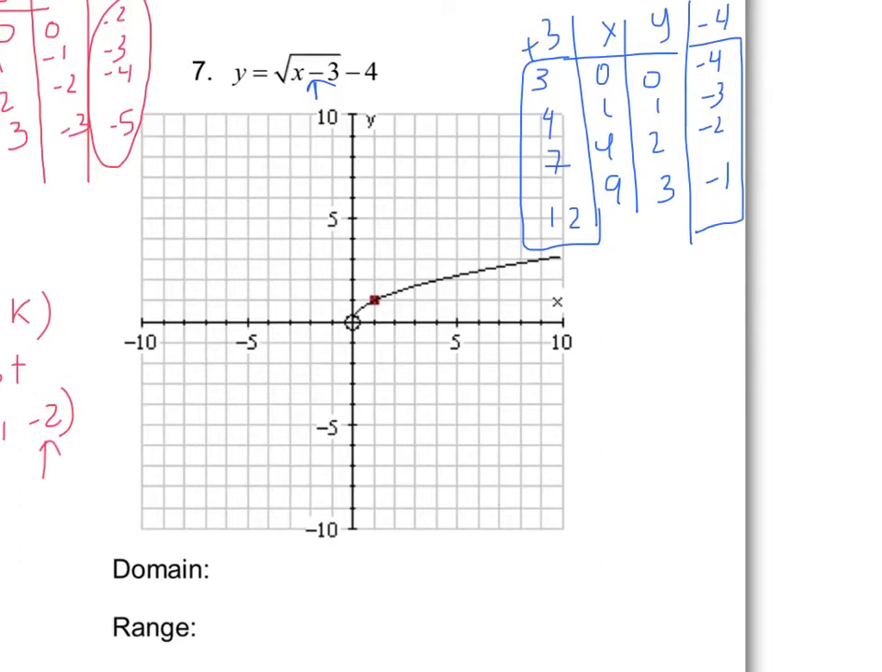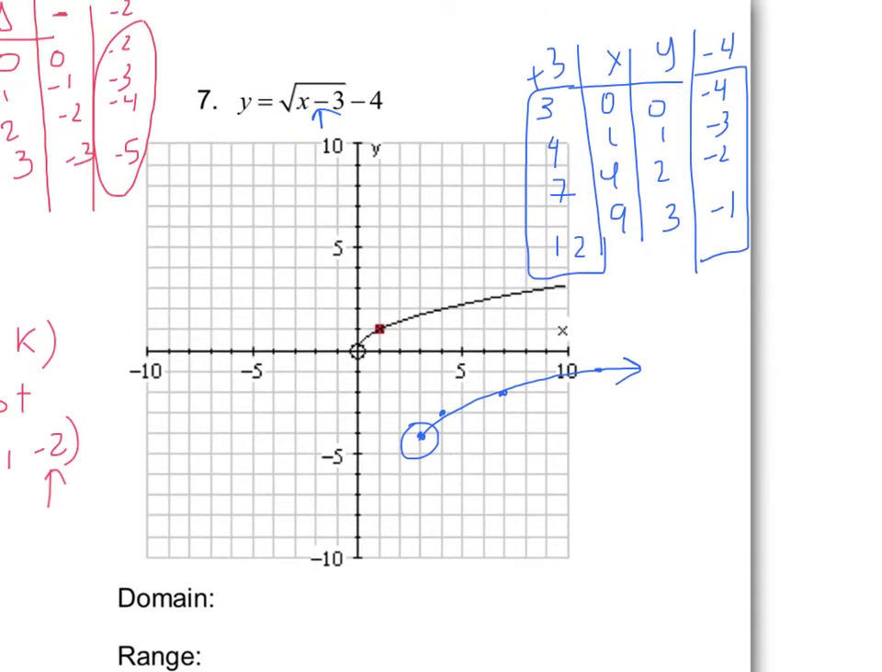So let's graph that. 3, negative 4, 4, negative 3, 7, negative 2, and then 12, negative 1. As you can see, it's a shooting star, starting from this point. This is the end point of the square root function. So you were able to find the end point from the function. It's the opposite, so 3, and the same, so negative 4. So it's always (h, k). So 3, negative 4 is your end point.